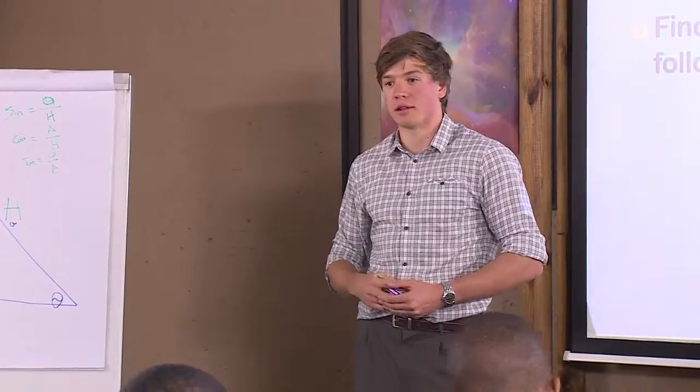All right, so hypotenuse is always the longest side. Always the side opposite the 90-degree angle. Like always 90, like so. Exactly, you got it. Cool.